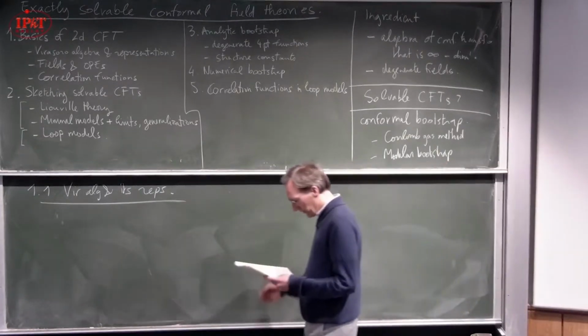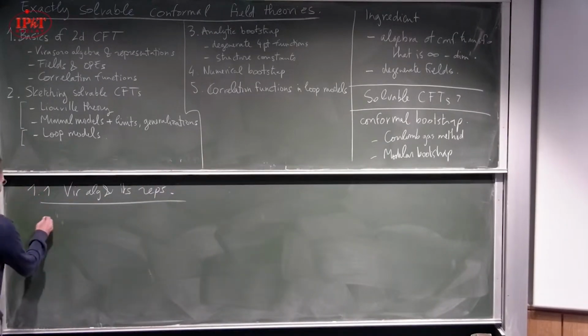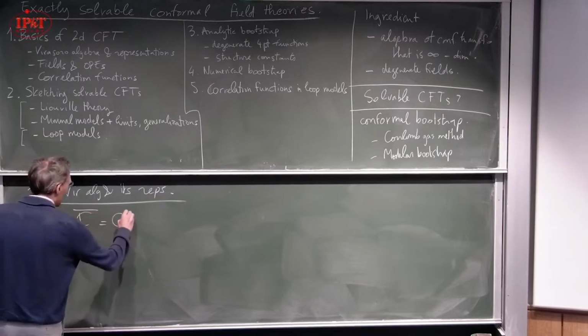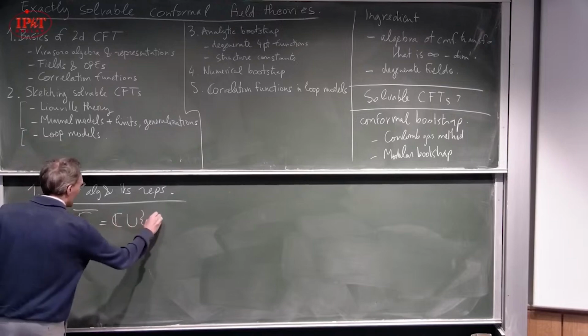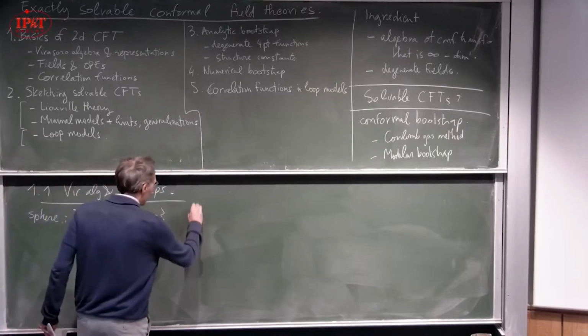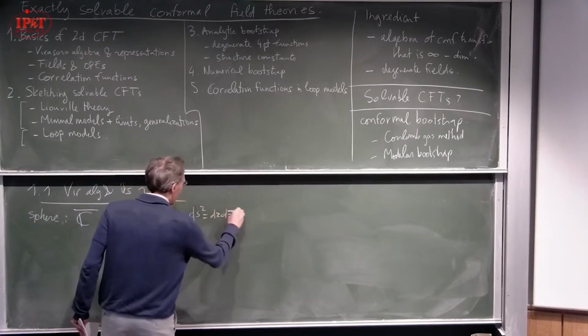Okay, so the Virasoro algebra. So why the Virasoro algebra? So we want to do CFT on the sphere. I mean, the Riemann sphere, which is C bar, meaning C, the complex numbers, plus some point at infinity, with a flat metric ds squared equals dz dz bar.